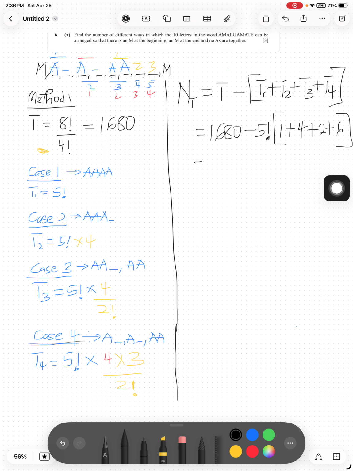Then we move to the next step. So we have 1680 minus 5 factorial, right. Now when we add what is in the square bracket, we get 13, so we multiply by 13. Now you can use your calculator and check 5 factorial multiplied by the number 13, and that gives you 1560.